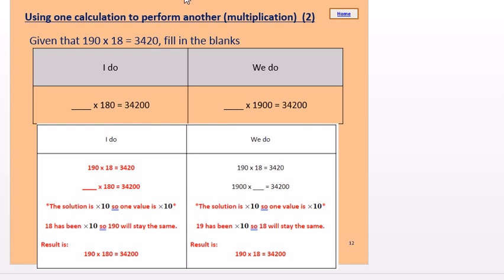So for the we do, we have blank times 1,900 equals 34,200. Compare that again to our base calculation. 190 and 1,900, well 1,900 is 10 times bigger. Our answer is 10 times bigger. So 18 must remain the same. 18 times 1,900 equals 34,200.